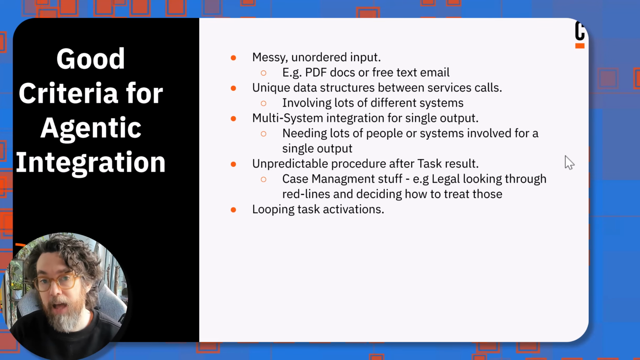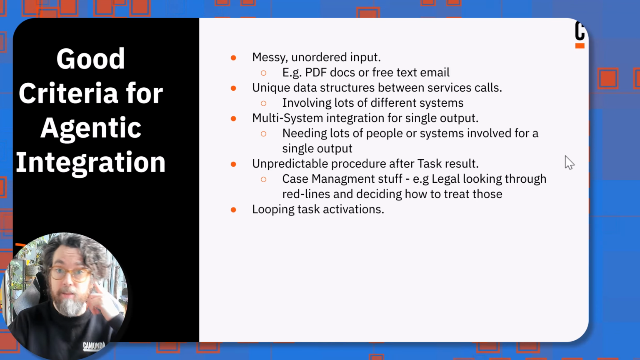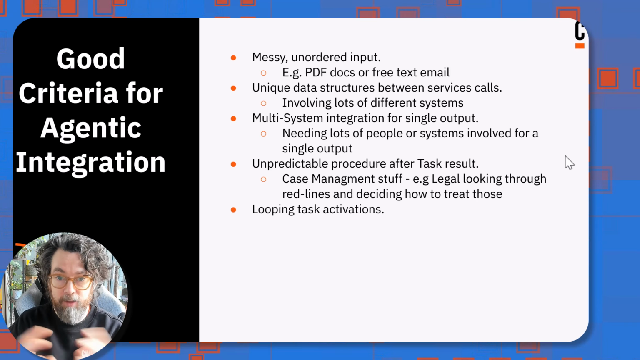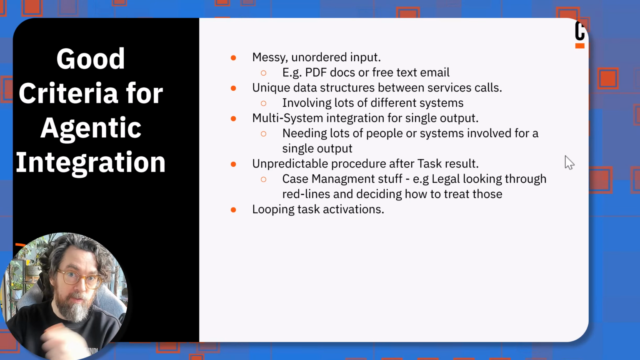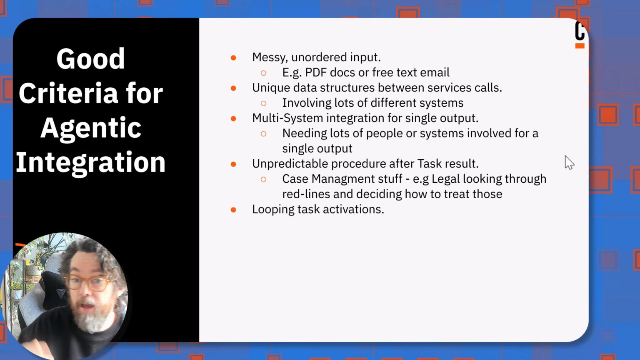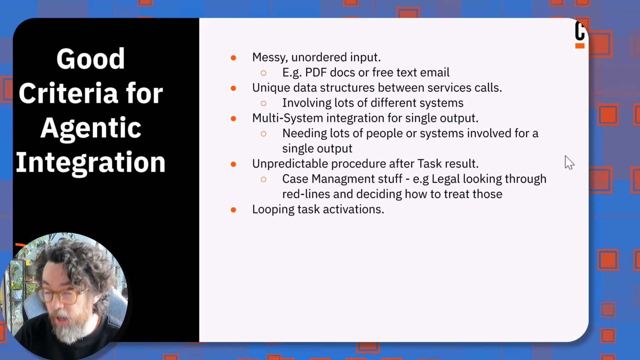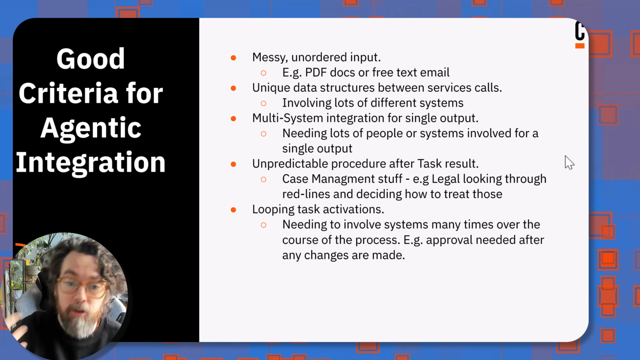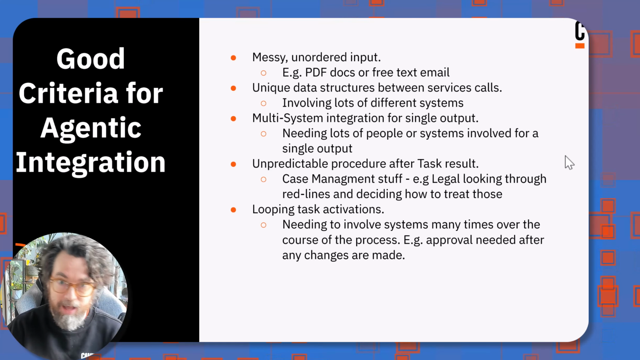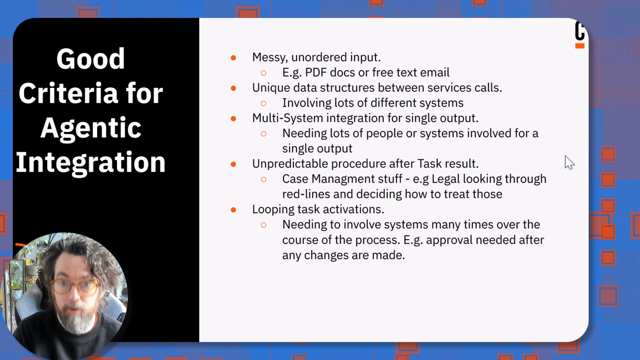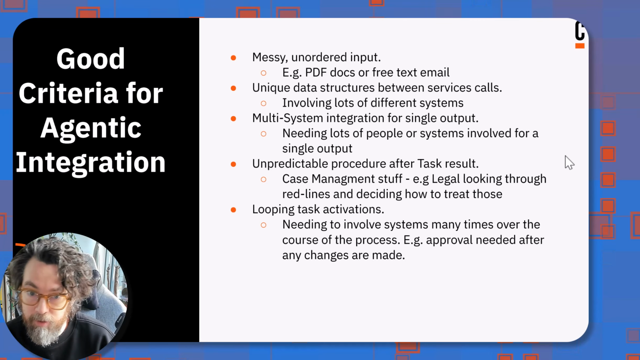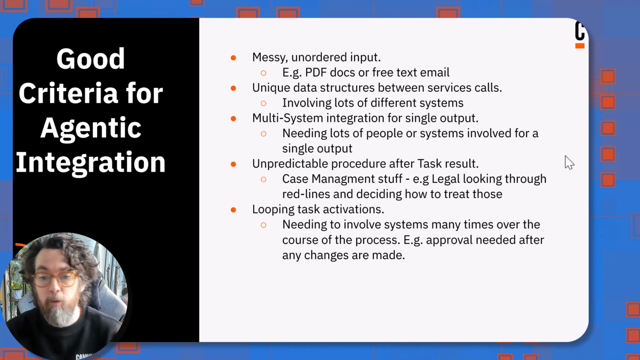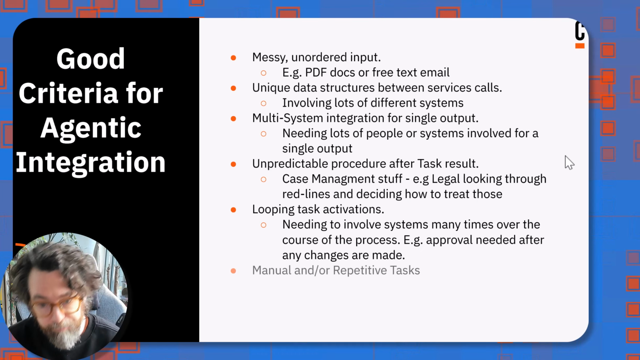Another one would be looping task activations. What I mean by that is, let's imagine a scenario where you have a data object. It needs to be changed fairly frequently for different reasons, and after every change, you might actually need to do some sort of validation on that. Well, you can use an agent to rerun tasks that maybe have already been executed, but now with a different context, so the agent needs to run it again. Looping task activations are a pretty good example.